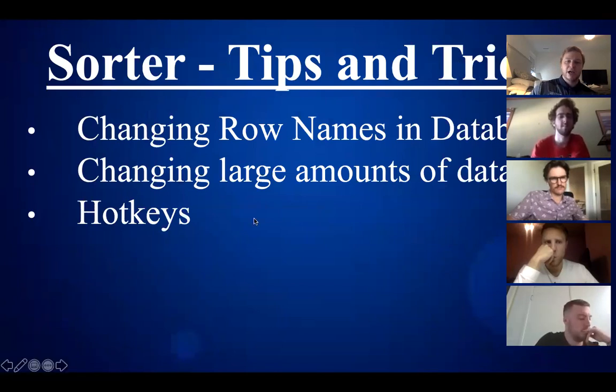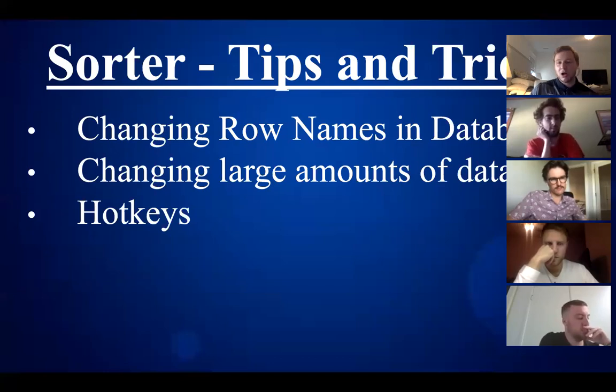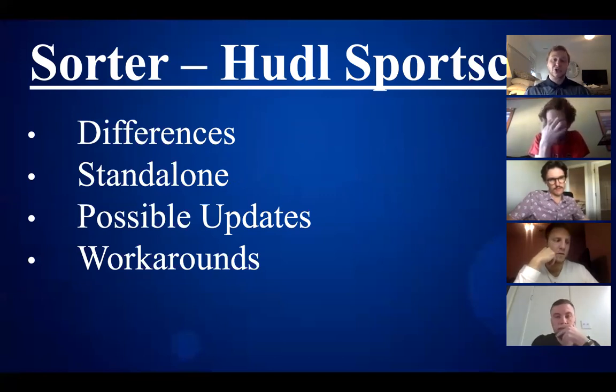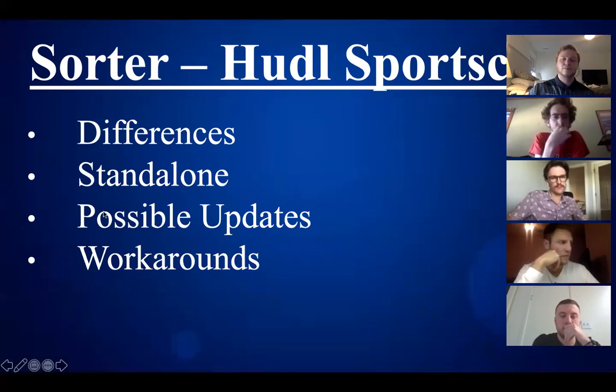Tips and tricks. I'll go in and show you guys how to change the row names and change the information in a database, changing large amounts of data, and then some of the hotkeys that go along with that. And then I'll go into Huddle Sportscode. I'll explain some of the differences, saving it as a standalone, what may or may not be changing to it, and some of the workarounds that I've found, because I used the sorter a ton this year in Huddle Sportscode. I saw a lot of flaws, but also a lot of great things that it can do for us.